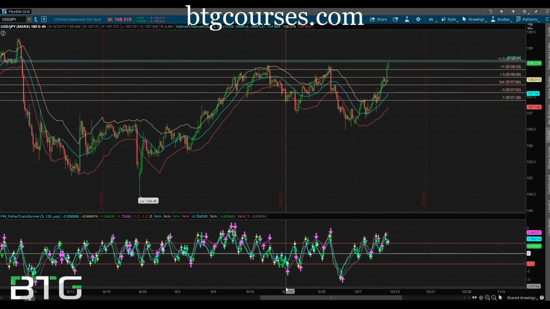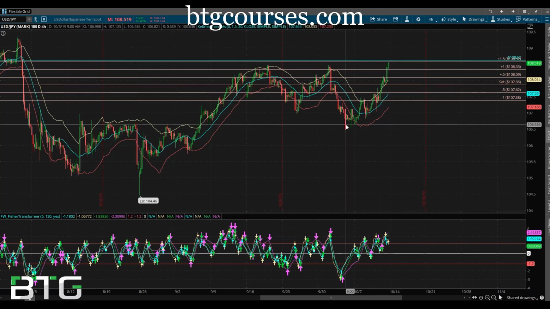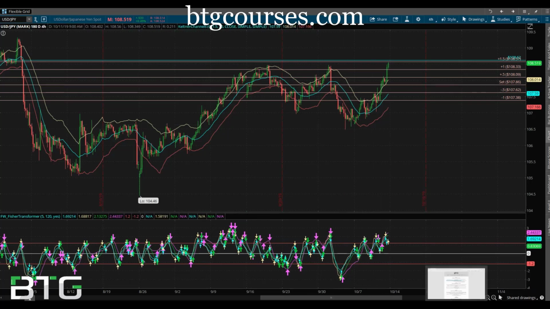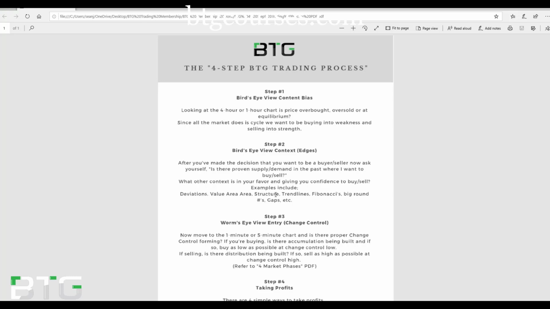Now, step number one, you can't just buy and sell every single overbought, oversold chart you see, okay? I wish it was that simple, but it's not, because something that is overbought can definitely continue to stay overbought, and something that's oversold can definitely continue to just keep tanking on you. So the key is step number two.